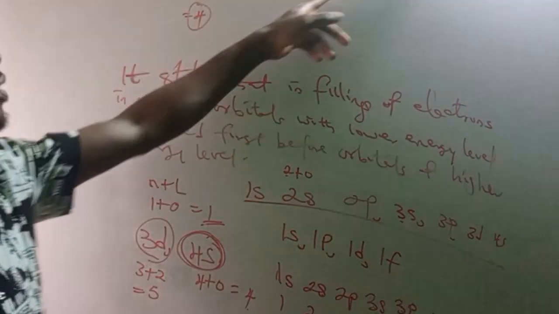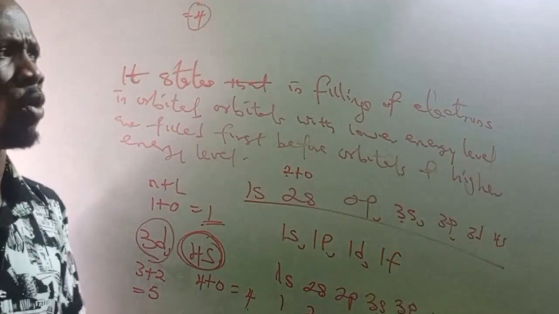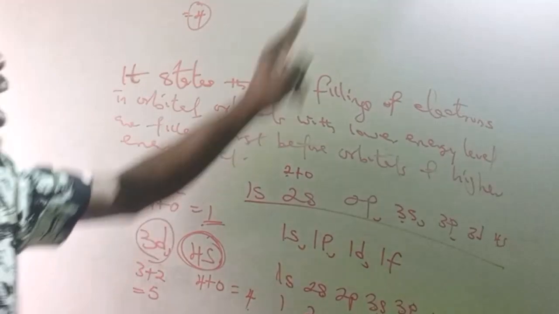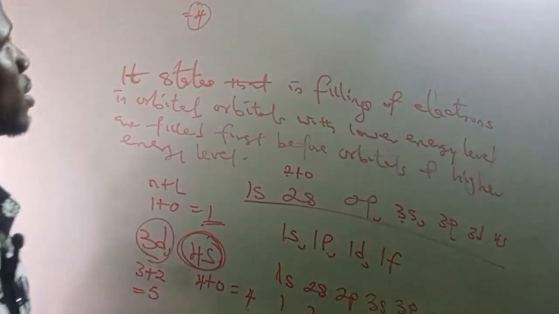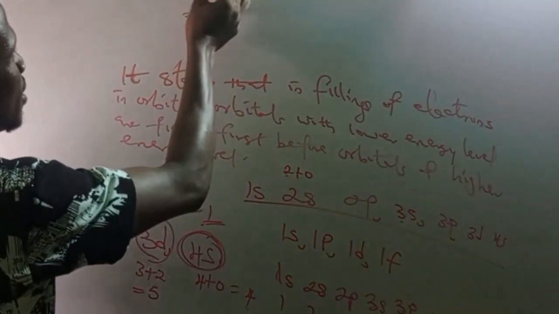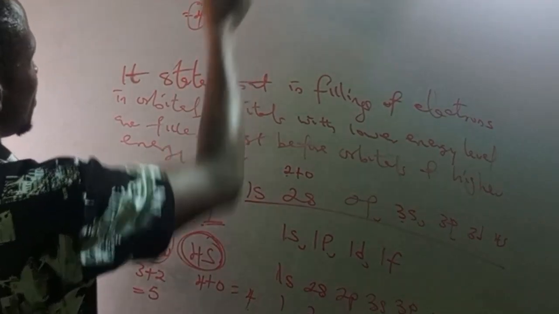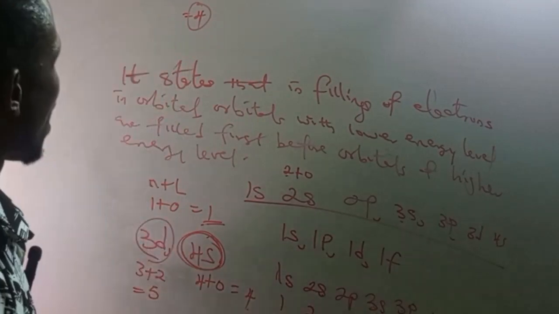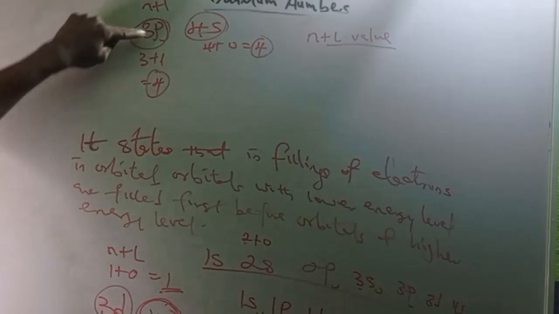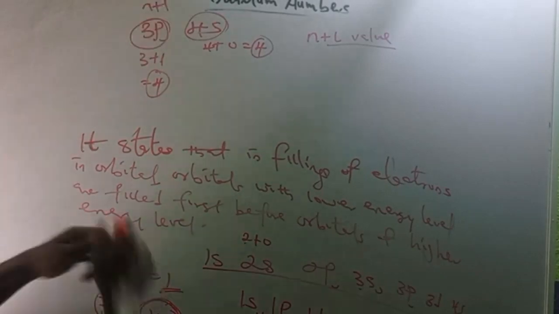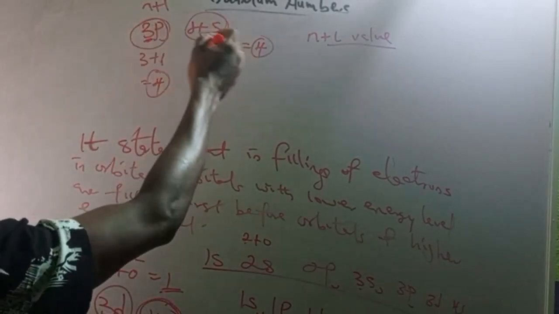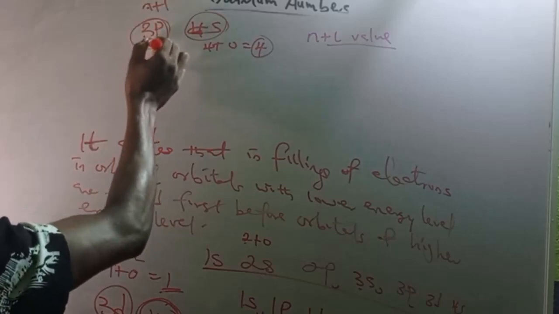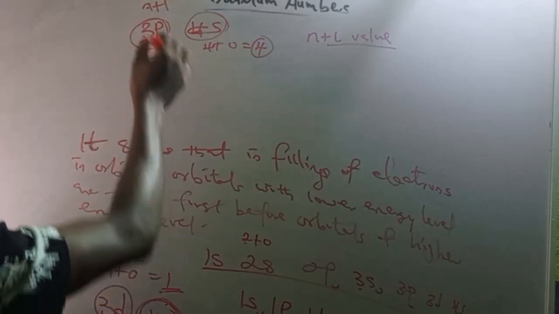But in this condition, they have the same n plus l value. What am I going to do? When they have the same n plus l value, the one of lower n value is going to fill first. Who is going to fill first here? 3p before 4s. 3p is going to fill first before 4s. Why? Because 3 is less than 4. The n value here is 3, while the n value here is 4. The one with lower n value, the principal quantum number 3, is going to fill first.